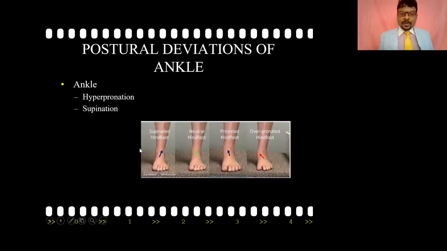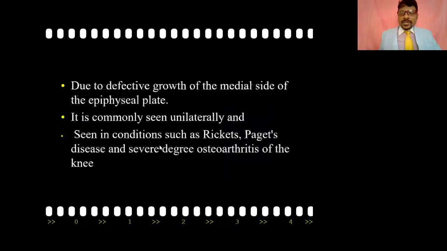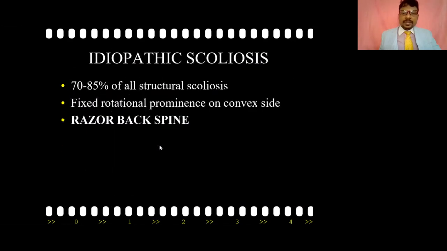If we see here, the different foot problems are hyperpronation and supination. Here the weight distribution is altered. The neutral hind foot, the back foot, is the neutral one. A supinated hind foot is tilted inward, so the weight distribution is altered. Then there is the pronated hind foot. Pronation means it is tilted outside, so the weight bearing is changed. Over pronated means over tilted outside, and that is the reason they may get abnormalities. So these are some foot abnormalities. If you know the foot abnormalities, when the patient comes we can easily diagnose and plan the treatment.